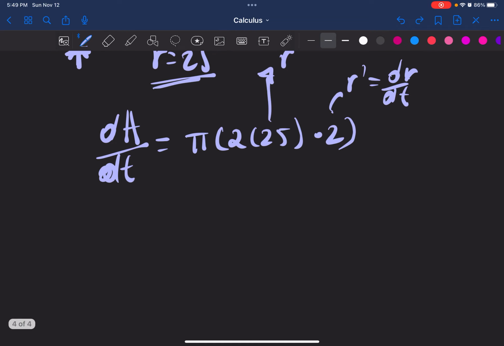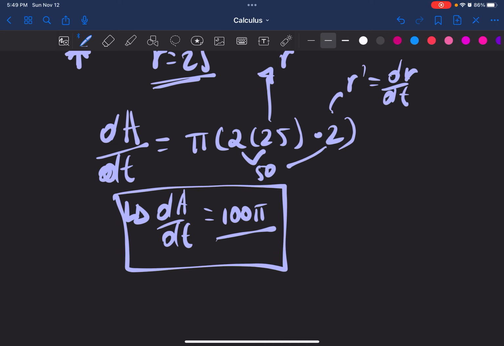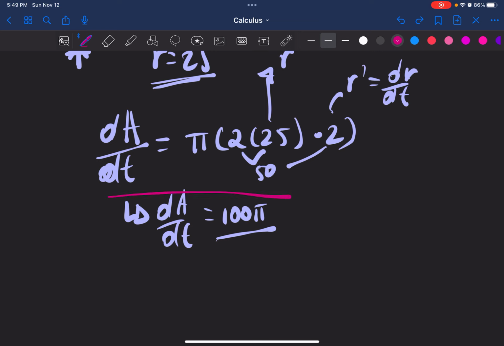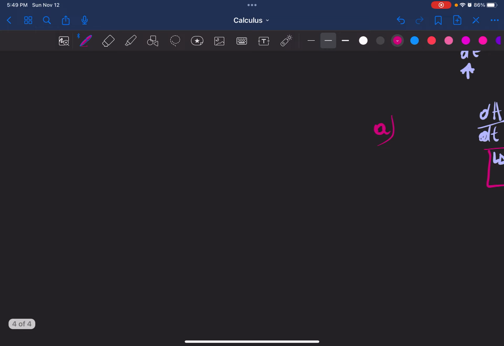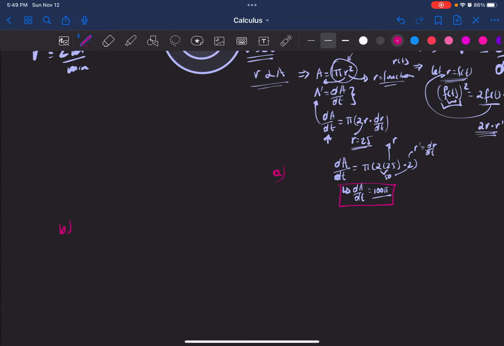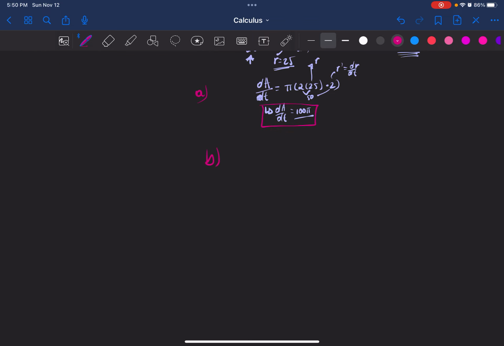And the 25 is the radius at that exact moment. I hope everything is making sense so far. So now, what is dA/dt? We can multiply everything. 2 times 25 gives me 50. 50 times 2 gives me 100. 100 times pi gives me 100 pi. You can put it in a calculator and get the answer with some decimal numbers. So this was my first question, A. Now I want to find B.